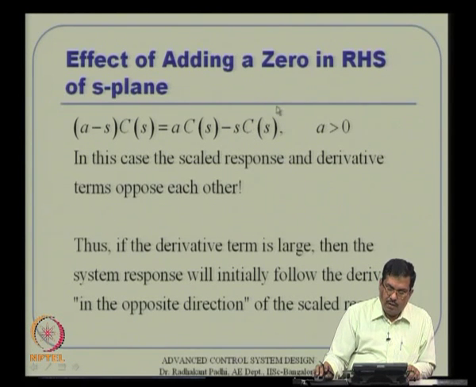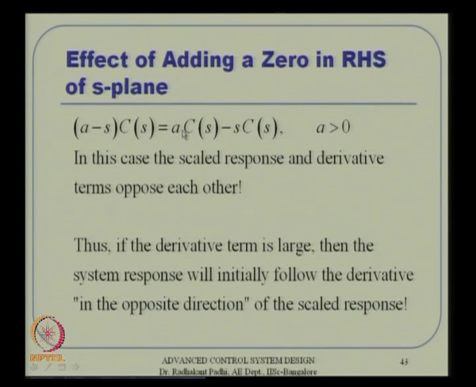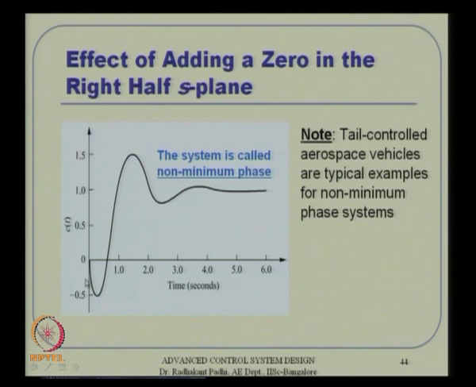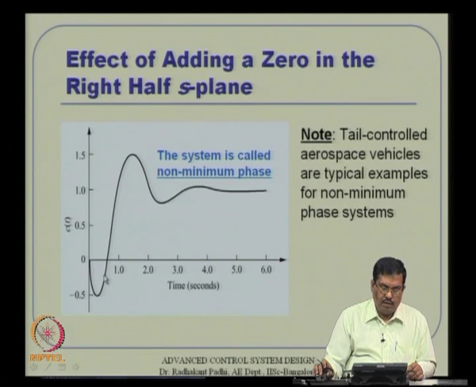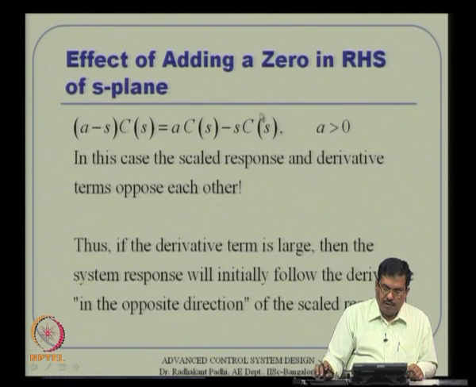So if this term is larger compared to this, then what will happen? The system will initially follow the derivative, but in the other direction. This is the direction that you want to go, because this is simply a scaled response. But this will pull you in the other direction, because the derivative is also positive, but it will act in the negative direction. So essentially it will have some sort of a negative response in the beginning. That is what the message tells here: a negative response in the beginning because of the derivative, but eventually this will be powerful.